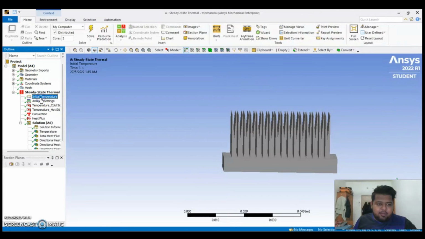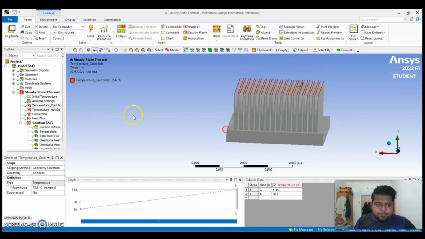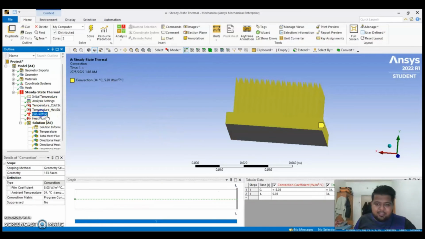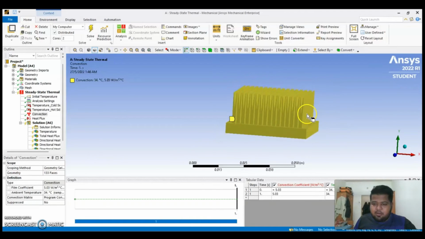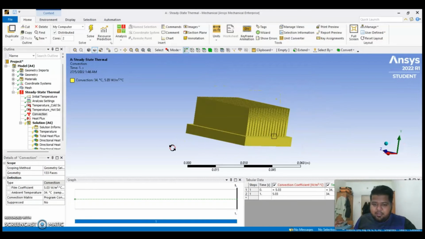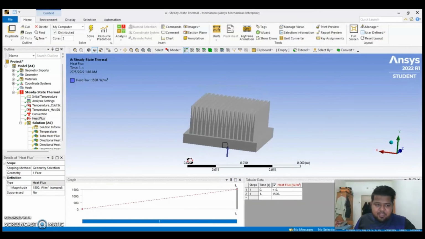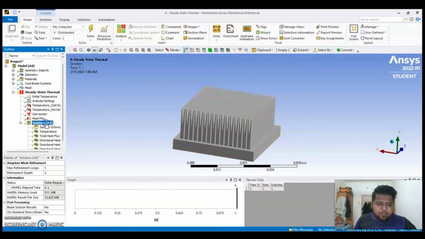Okay, once again, let us look at the initial temperature, which is at 28. Let me change it to make it uniform at 34 degrees Celsius. Okay, next is the cold side. The temperature of the hot side is at 97.3, and the cold side is 76.6 degrees Celsius. This is the convection, since heat is transferred via convection, and this is the body where the convection occurs in a heatsink. This convection occurs from the heatsink and out towards the environment. Next is the heat flux, which is at 1500, and the convection coefficient is at 5.03. From that, now let us solve it.